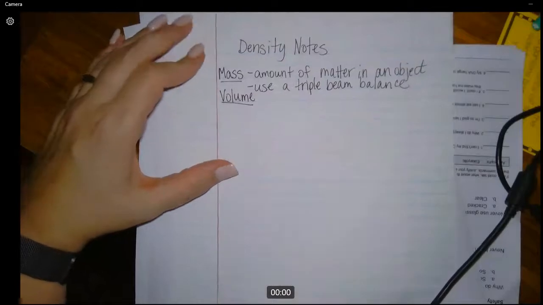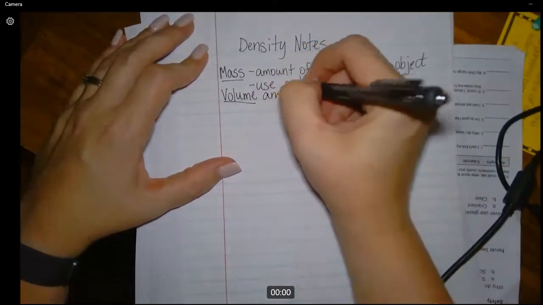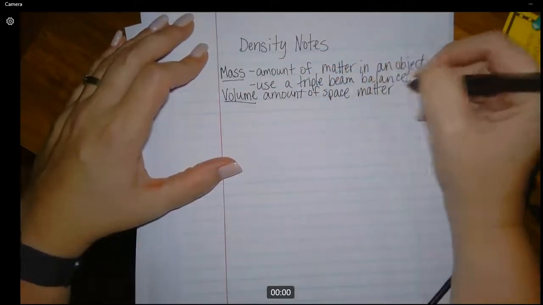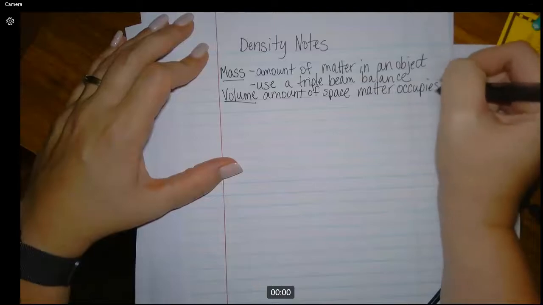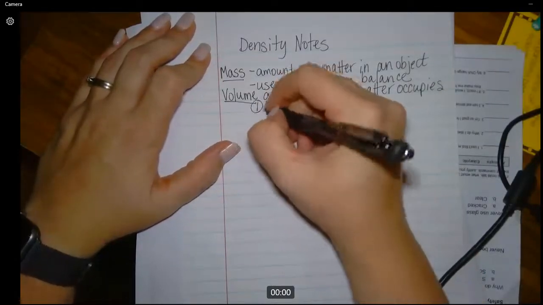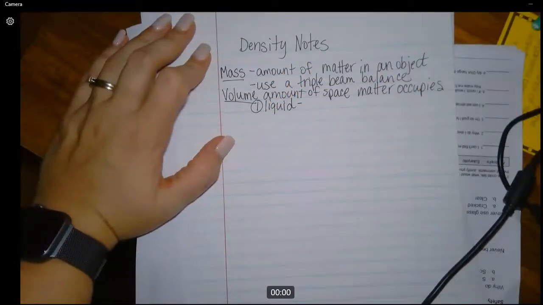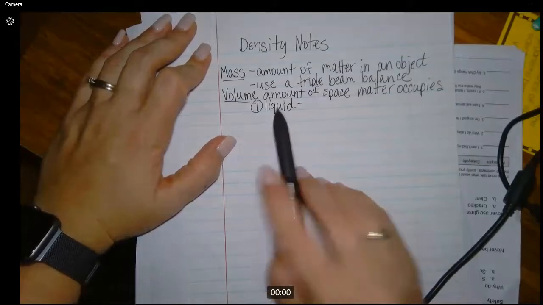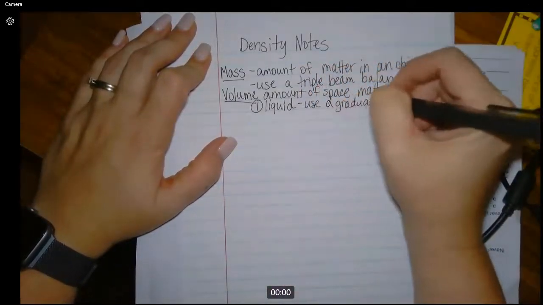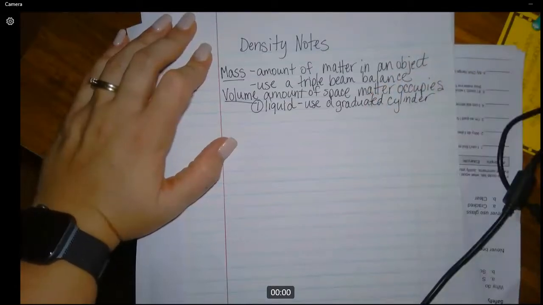The second thing that you have to know in order to find density of an object is volume. And this one's a little more complicated this year. Volume is the amount of space that matter occupies. So it's the amount of space something takes up. There's 3 different ways you may have to find volume. The first is if you have to find the volume of a liquid, such as water or oil. In order to find the volume of a liquid, you would use a graduated cylinder. You just put the liquid in there and see what level it comes up to.